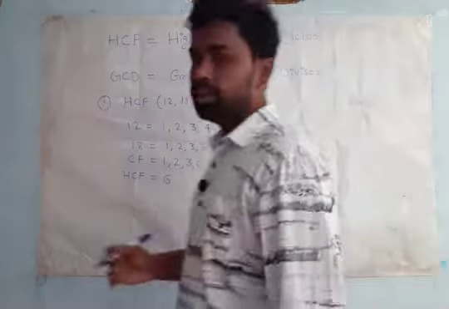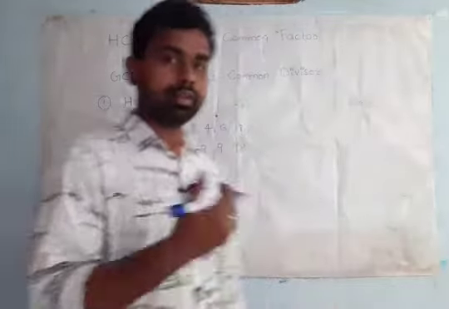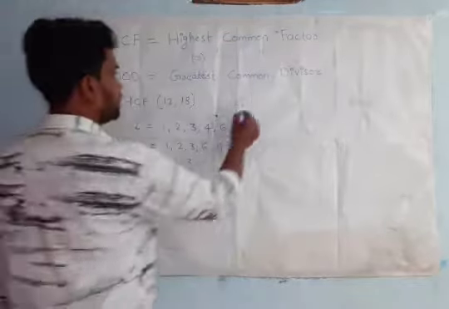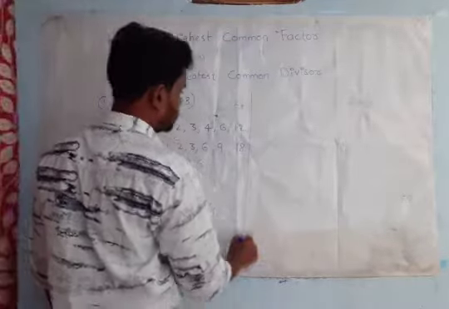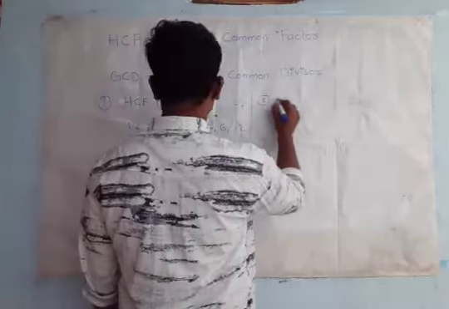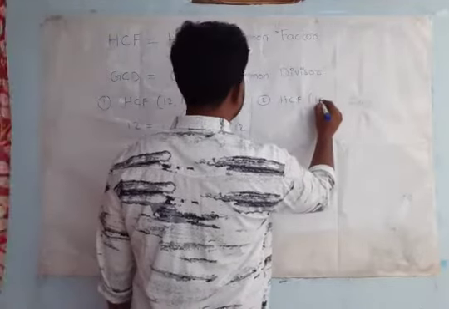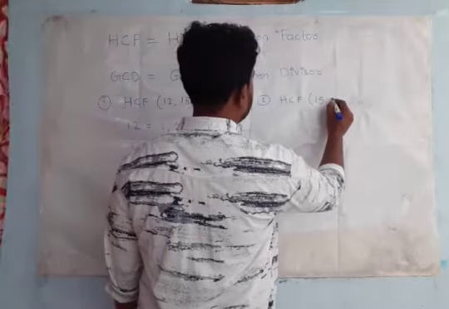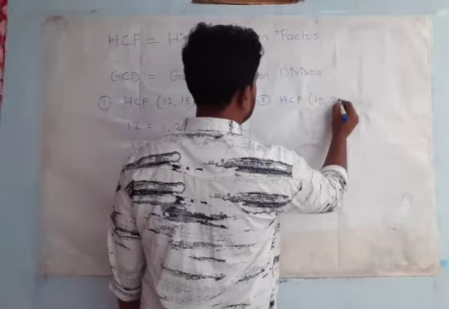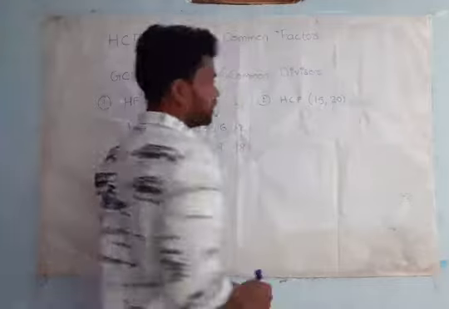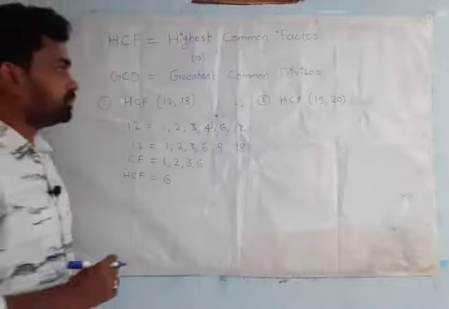With the same process, we'll do one more problem. Okay, for practicing, I will write here. Second one. Suppose find the HCF of 15 comma, which number will we take? Suppose take 20. Okay, no problem. Any number you can take.